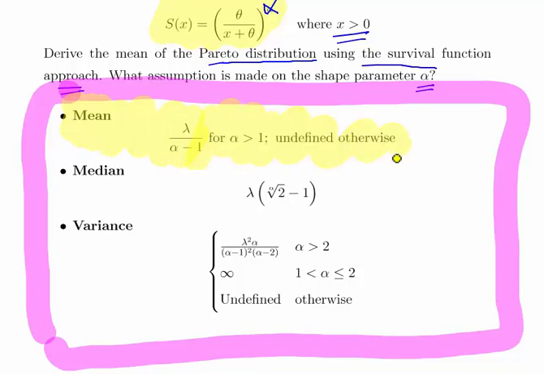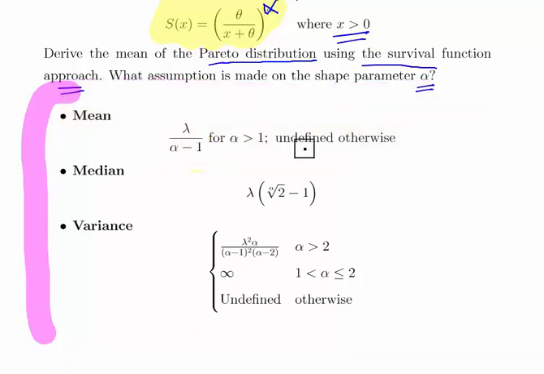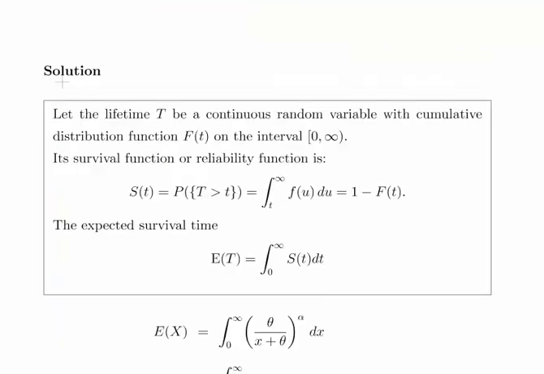Now, alpha and lambda are assumed to be greater than 0 just to begin with. But for this to be a positive number, additionally alpha has to be greater than 1. If it's less than 1, the mean is undefined. That's what assumption is made on the shape parameter alpha. So anyway, let's begin.